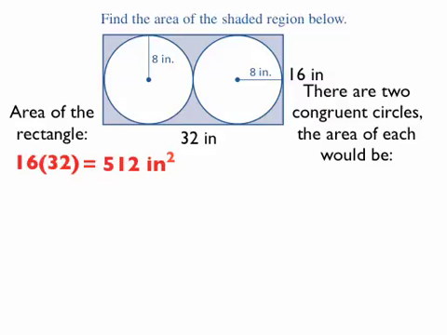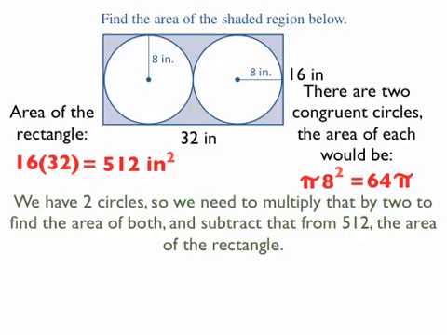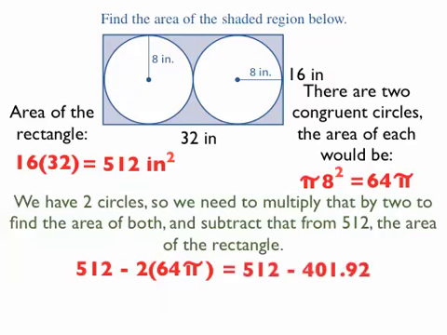Each one would have an area of pi times 8 squared. Well, 8 squared is 64, so each one would have an area of 64 pi. But because there are two of them, I need to go ahead and multiply it by 2. So I'd have 512, the area of my rectangle, minus 2 times 64 pi, where 64 pi is the area of one of my circles, but since there are two, I need to multiply it by 2.